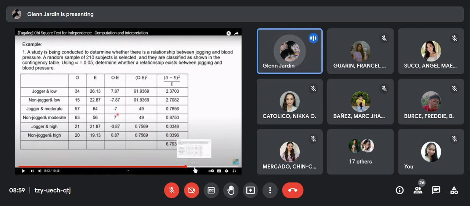Then, the same procedure. What we need is this last column, because that calls for the formula of chi-square: the summation of O minus E quantity squared divided by E. The summation means you add up this column, and that is the value of your chi-square.